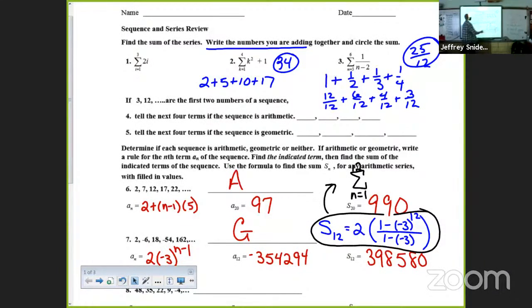Then what went here? What's that thing right there? I told you. It's not the root, it's the rule for the nth term. So guess what I'm going to put over there? 2 times negative 3 to the n minus 1. Now guess what I'm going to do? I'm going to use Desmos for this to get my sum. Okay?